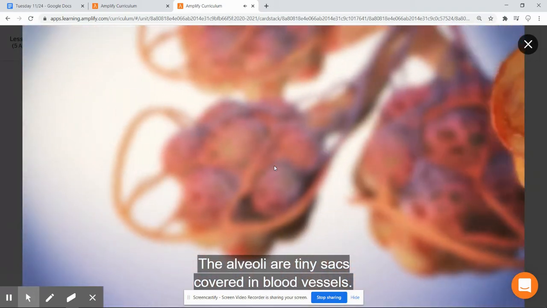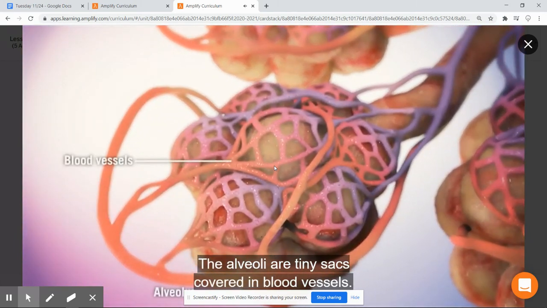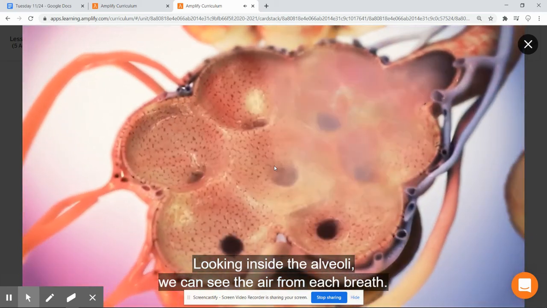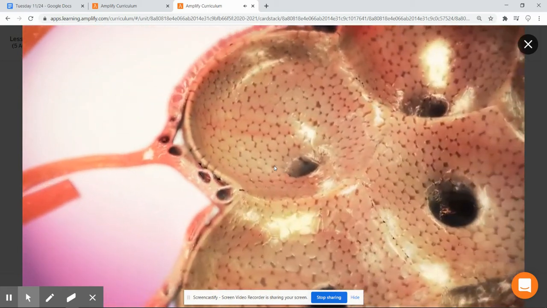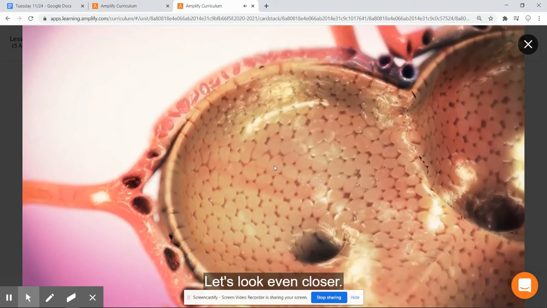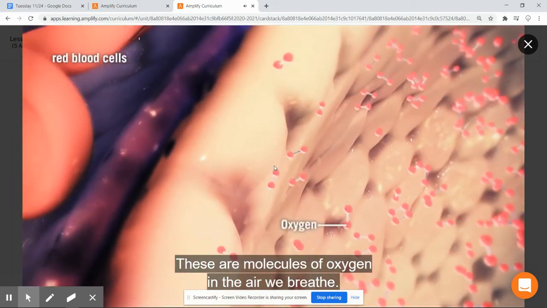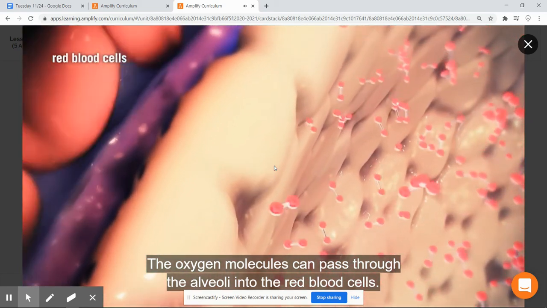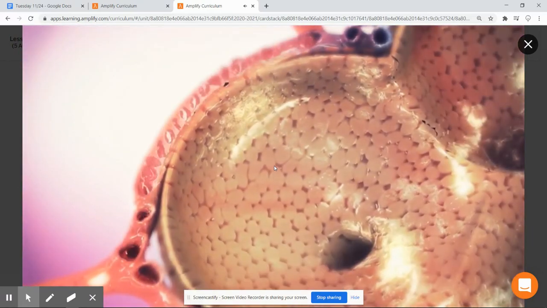The alveoli are tiny sacs covered in blood vessels. Looking inside the alveoli, you can see the air from each breath. We can also see red blood cells. Let's look even closer. These are molecules of oxygen in the air we breathe. The oxygen molecules can pass through the alveoli into the red blood cells. The bloodstream delivers the oxygen to every cell in the body.